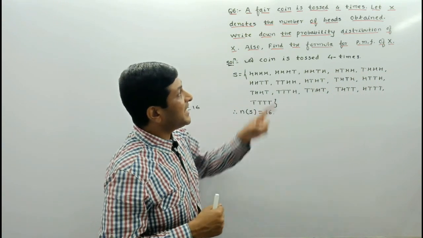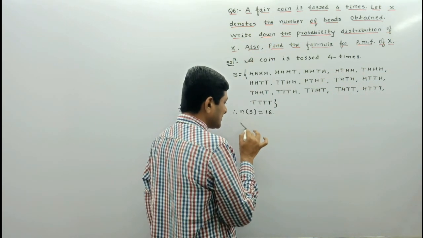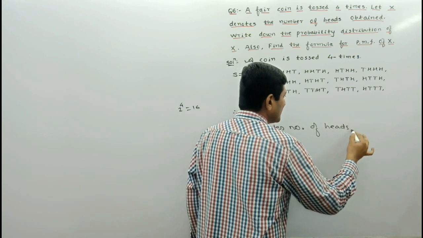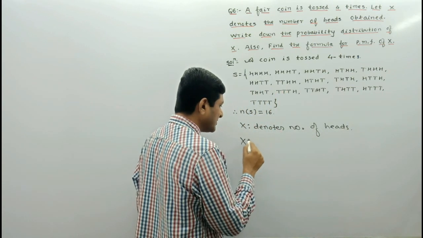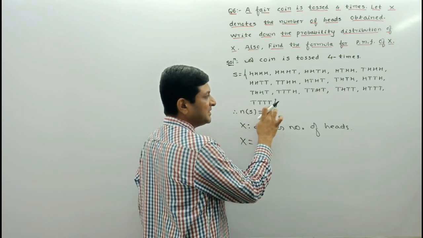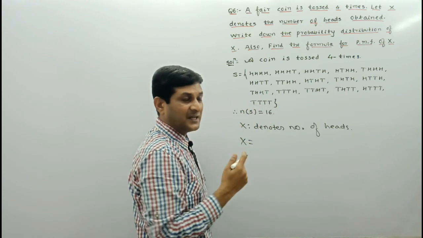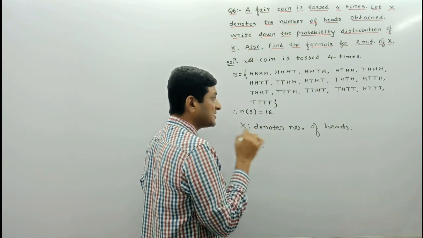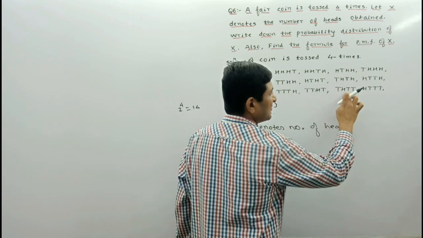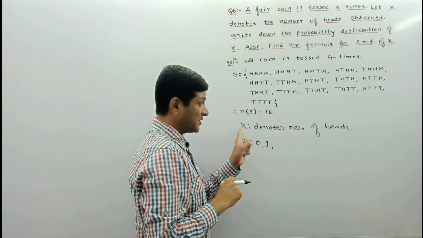Now here x denotes what? Number of heads. So x denotes the number of heads. If x denotes the number of heads, then see how many possible values of x we are getting here. If you observe this element T, how many heads appear in this element? It's not a single head. That's why we can say that the value of x is equal to 0. Here we can observe that one head is there, here also one head, so it may be possible that the number of heads is equal to 1, because x denotes what?